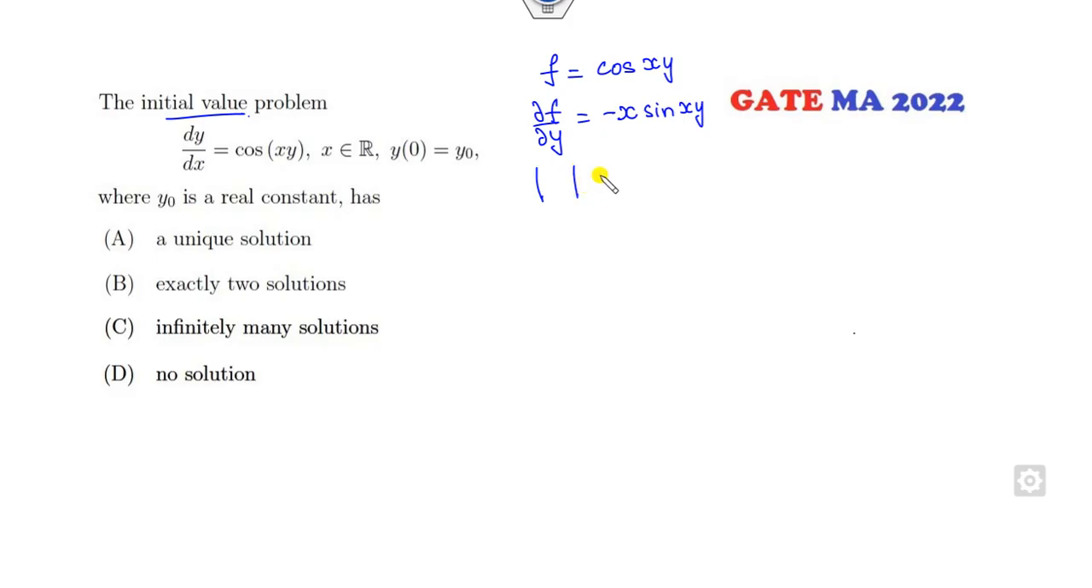So if I take the modulus, it will be less than or equal to mod of x, and over this bounded interval it will be less than some constant. That means this is bounded. Once it is bounded, what does it mean? It gives you a unique solution. So that's the right answer of this problem. Hardly 10 seconds are needed to solve the problem, if you remember the concept as I told you.